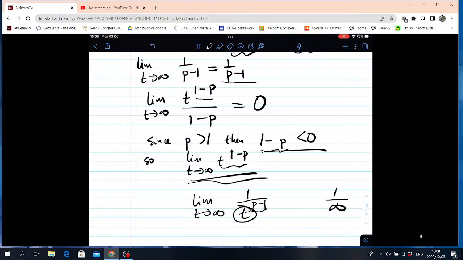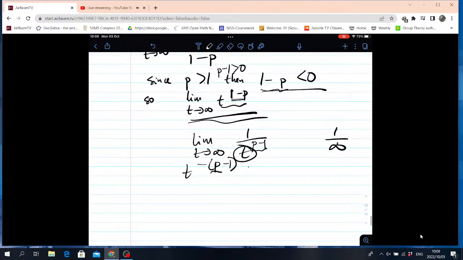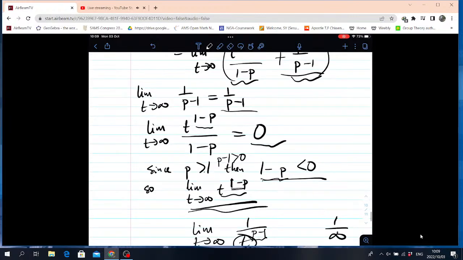So we are saying p is greater than 1, so it means p minus 1 is greater than 0. But remember that we would have said t to the minus (p minus 1), right? And we know p minus 1 is positive, so we can say this is 1 over t to the p minus 1, where p minus 1 is positive, and so whatever we have there is going to positive infinity, so 1 over infinity becomes 0. So that's where the 0 is coming from, and I hope that clears that question.